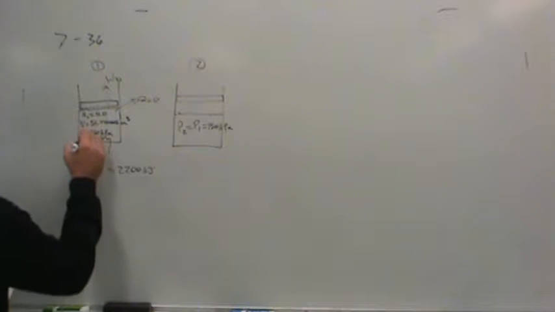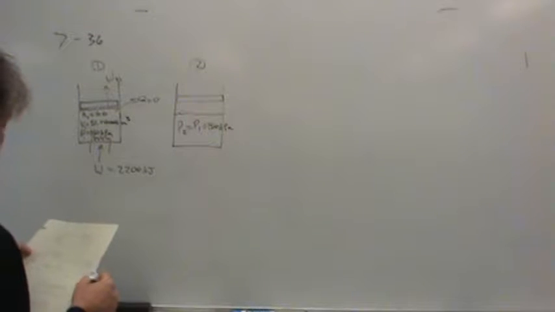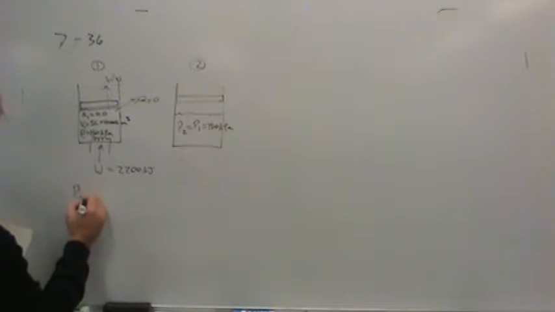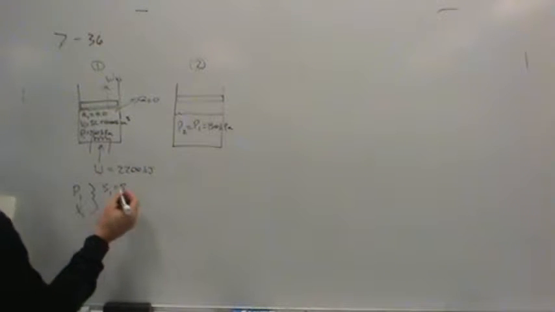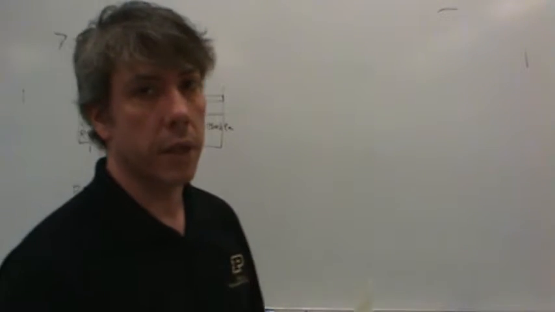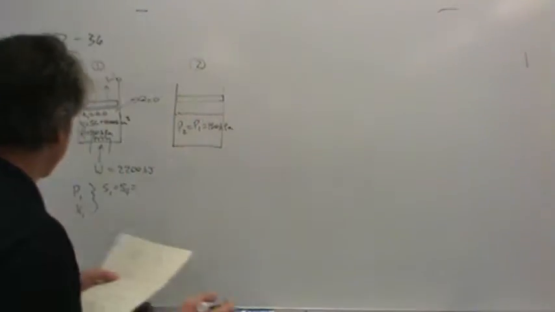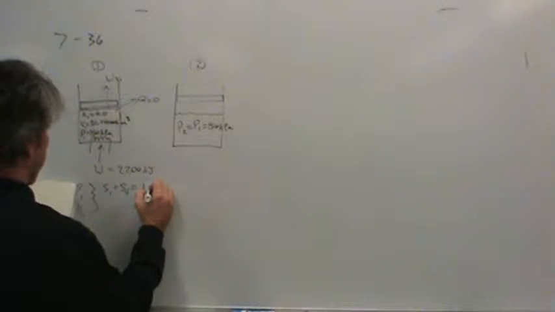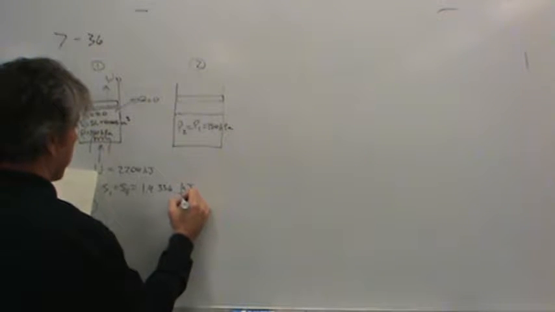Well, at state 1, it's pretty easy to find the specific entropy because we know the pressure, and we also know the quality. So if we want to find the entropy in state 1, it will just be the entropy of saturated liquid. So all you have to do is go look it up. So go to the back of your book to the saturated tables for water and look up the entropy of saturated water at a pressure of 150 kilopascals. When you do that, you'll find it's 1.4336 kilojoules per kilogram per Kelvin.